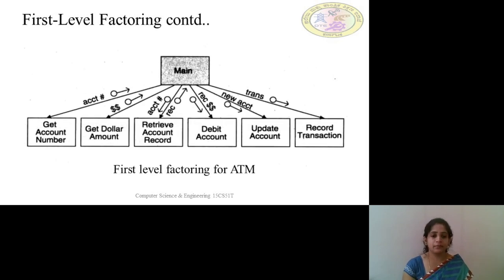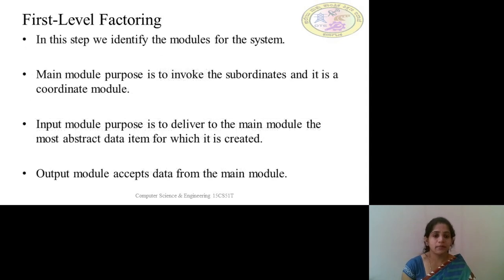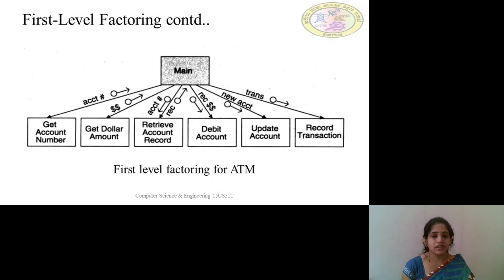Let us take an example of first level factoring for the ATM. We have taken the same example where we wrote a design diagram for the ATM. Here we are writing a first level factoring, because this is the third step in the SDM. In the previous steps we also wrote the ATM diagram. Here we are considering a first level factoring of the same diagram.